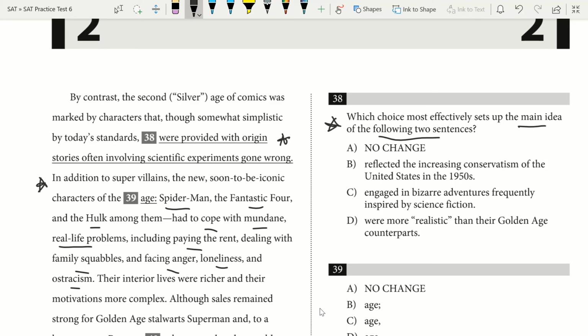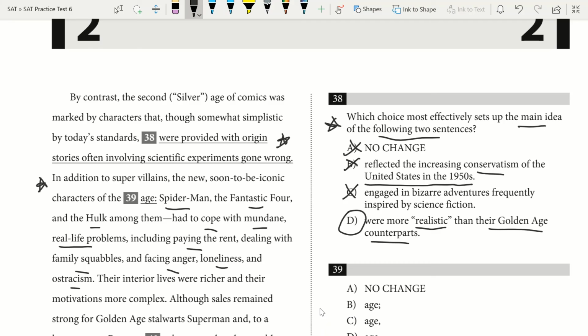So we look at our answer choices. We're provided with origin stories, often involving scientific experiments gone wrong. Well, that's not what we're looking for. What about reflected the increasing conservatism of the United States in the 1950s? Well, it really doesn't have anything to do with politics. It's just them dealing with real-life problems. And then C, engaged in bizarre adventures? No. And then D, more realistic? Yep, because they're dealing with real-world problems, right? So more realistic than Golden Age counterparts. So our answer there is going to be D.